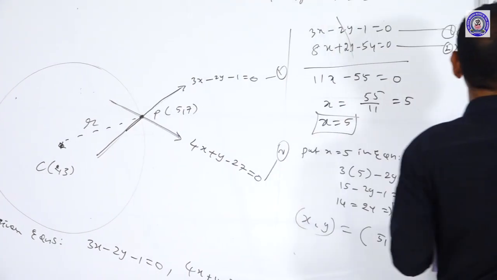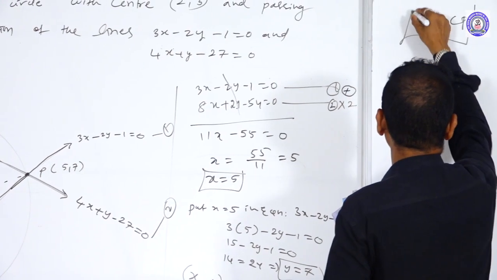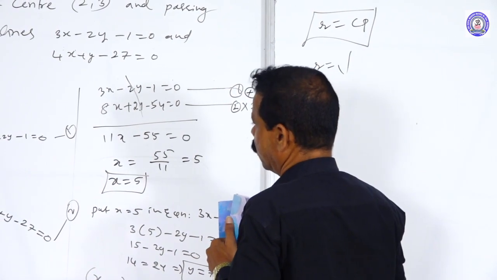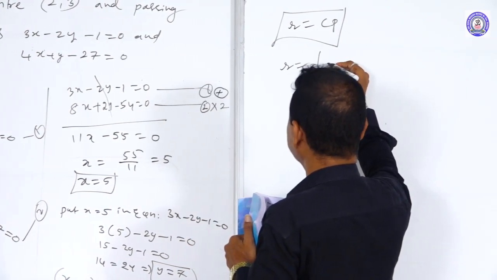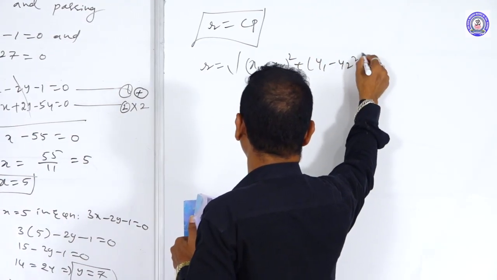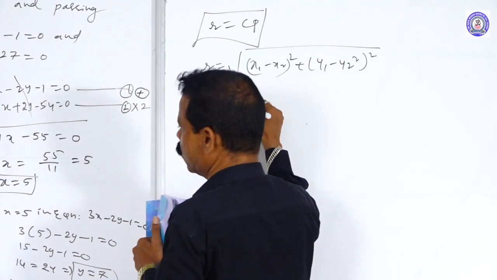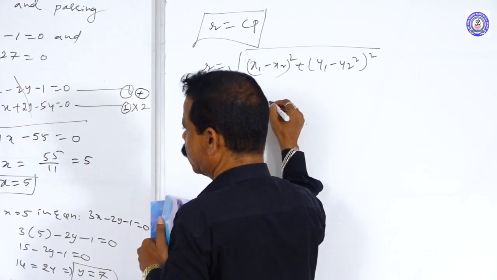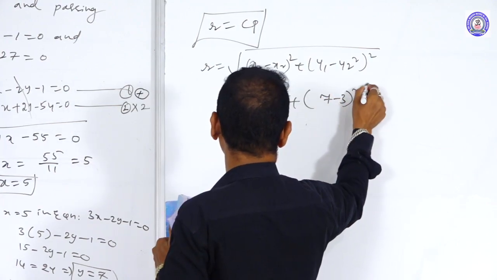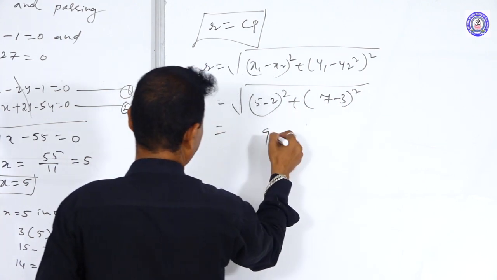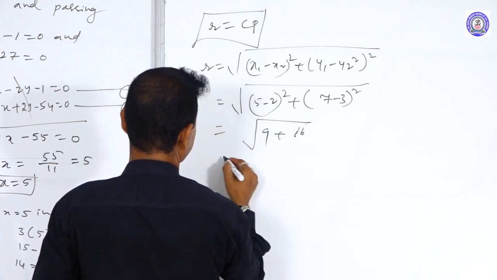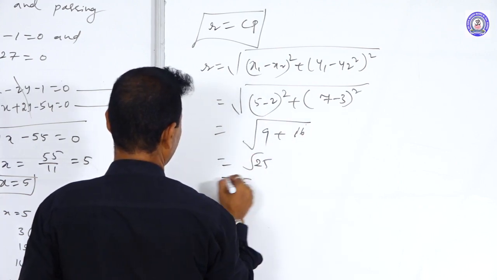So radius is equal to CP. We know this. R is equal to the distance between the 2 points CP: square root of x1 minus x2 whole square plus y1 minus y2 whole square. So x1 is 5, x2 is 2, whole square. 7 minus 3 whole square. This is 3 square 9. This is 4 square 16. It is 25, under root is equal to 5. R is equal to 5.